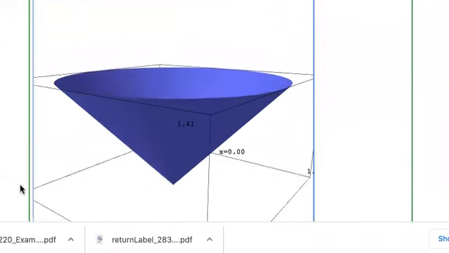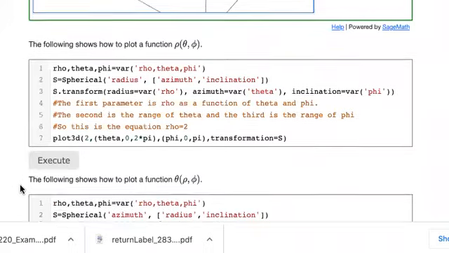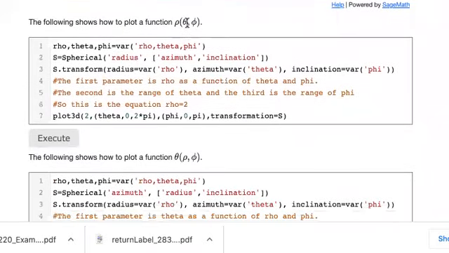All right. Now let's take a look at the next one. This is rho. So remember what rho is? Rho is the distance from the origin. This right here looks like a P, but it's the Greek letter rho. And so this is rho equal to 2. And what does that look like?